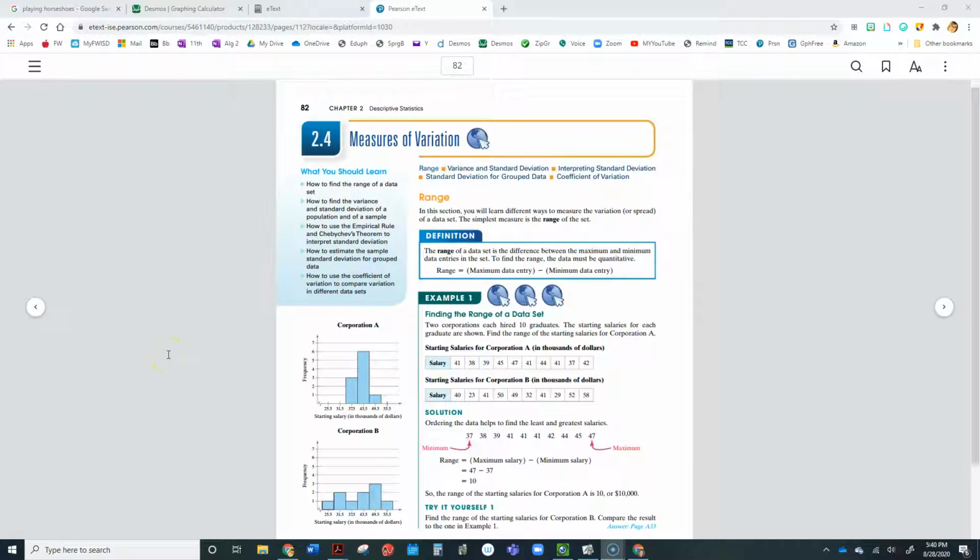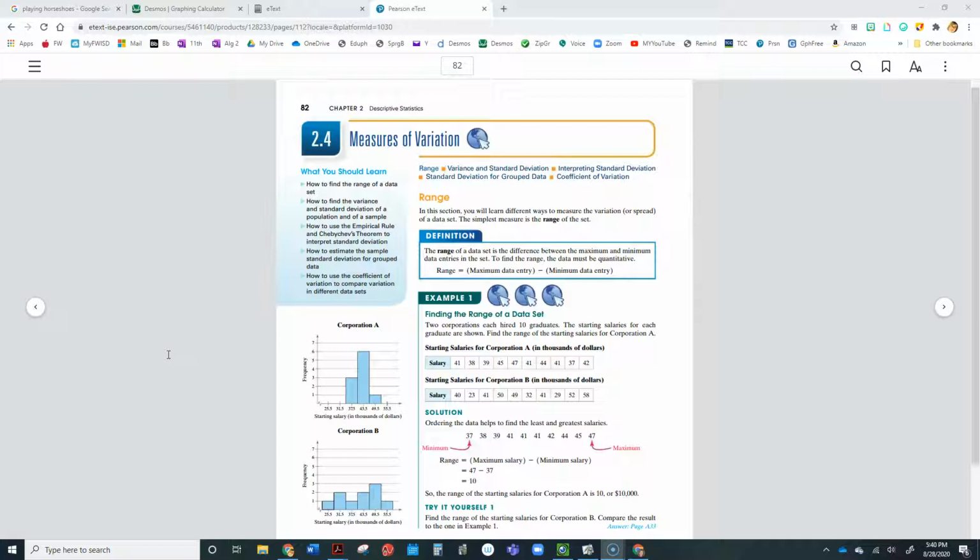Okay, we're starting the lesson on 2.4. This is measures of variation. You've probably recognized the word. I'm on page 82 in the textbook. I have created a set of notes that I shared with you that I'll be writing on. I'll switch over to my document camera in just a second.